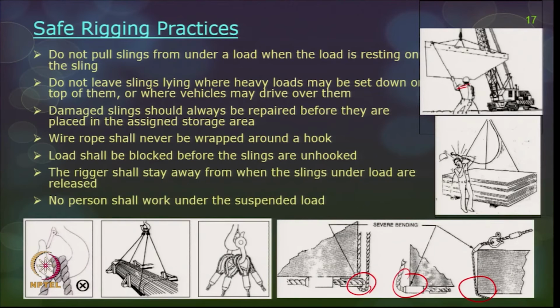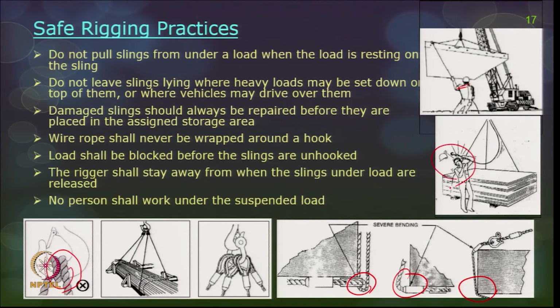Damaged slings should be repaired before they are placed in the storage area, and wire ropes shall never be wrapped around the hook. This is what wrapping around the hook is, so this shall not be done. Load shall be blocked before the slings are unhooked. You should secure the load, see to it that it is not moving, and only then unlock the hooks.